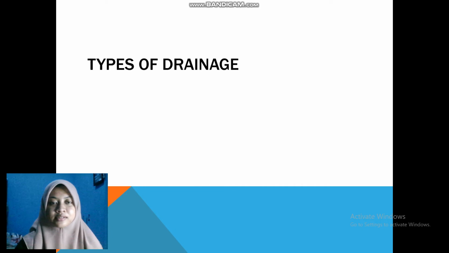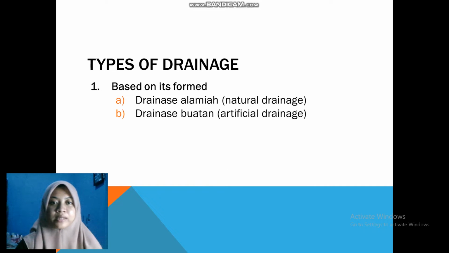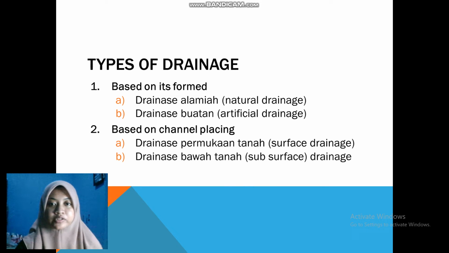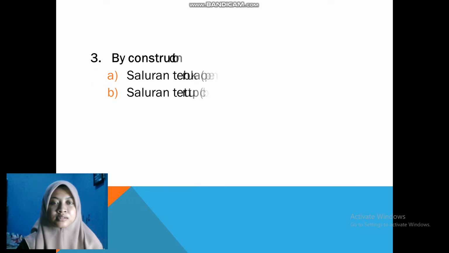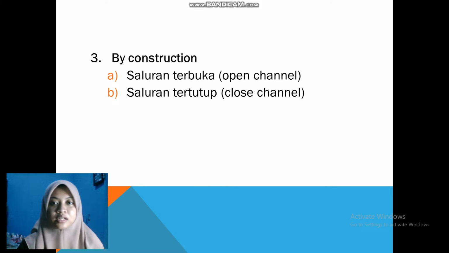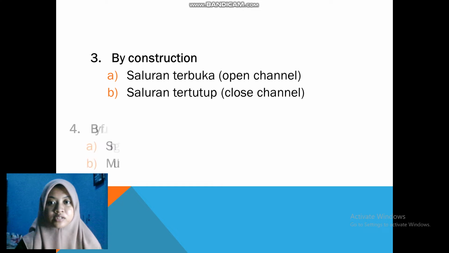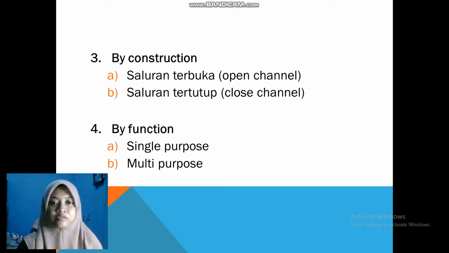And the next is types of drainage. One, based on its form: natural drainage and artificial drainage. Number two is based on channel placing: surface drainage and subsurface drainage. The next, three, is by construction: open channel and closed channel. And four, by function: single purpose and multi-purpose.